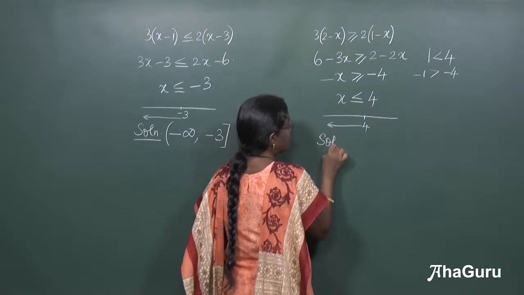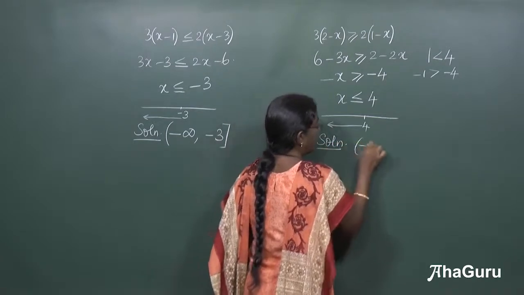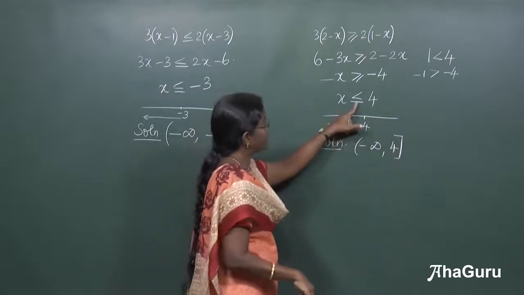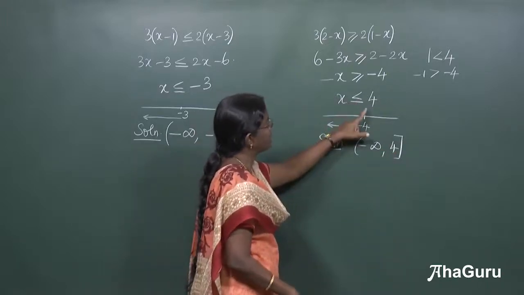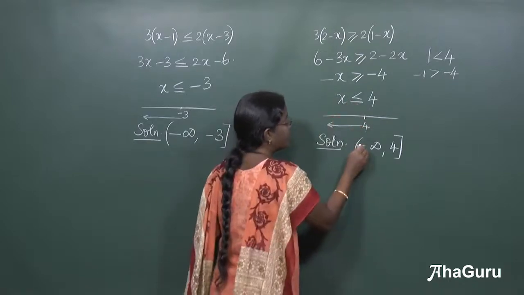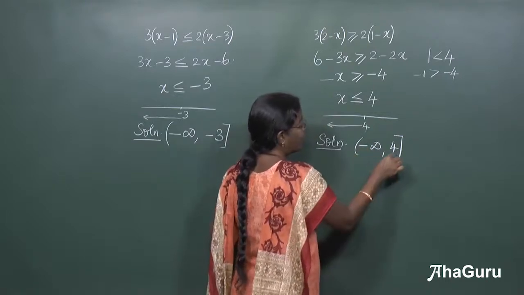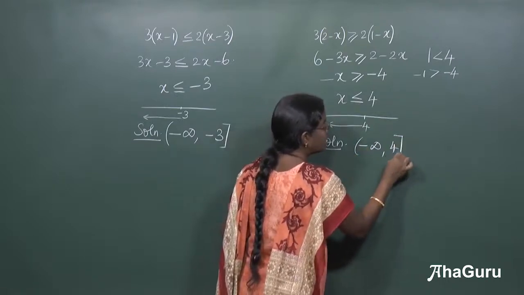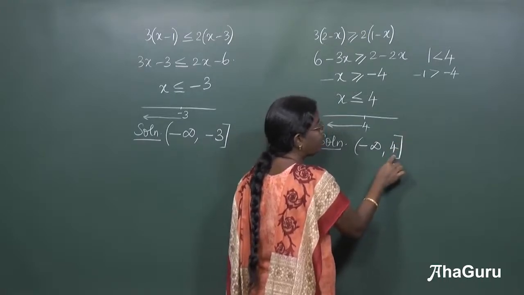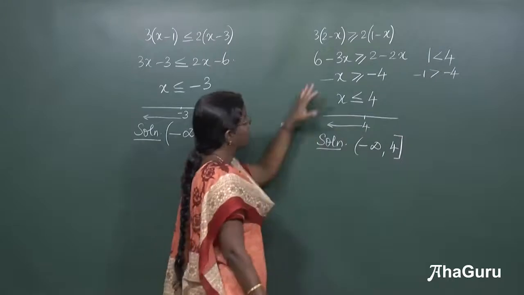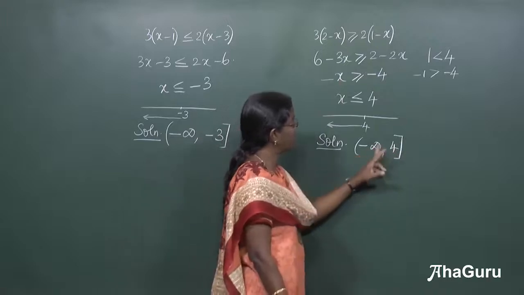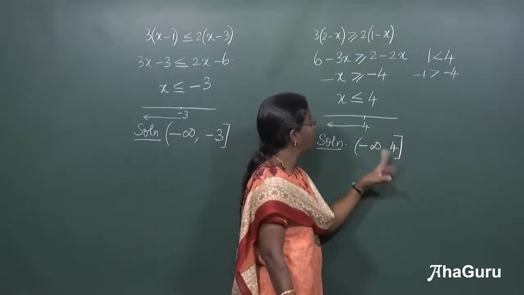So, the solution here will be minus infinity to 4. 4 is included because this is not given as a strict inequality, x is less than or equal to 4. So, minus infinity, this side it will be an open interval, 4 will be a closed end. The square bracket indicates that the end point 4 is also included. So, solve it carefully, we get the solution set here to be the interval minus infinity to 4, 4 included.